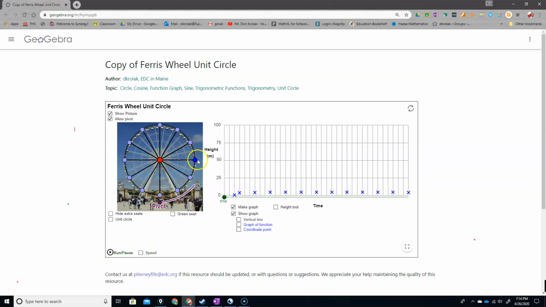All right, imagine you're this blue seat. So you're going to be rotating around the Ferris wheel counterclockwise. We can use the sine and the cosine function to describe where you are, what your location is.